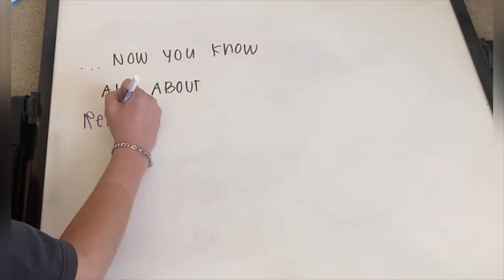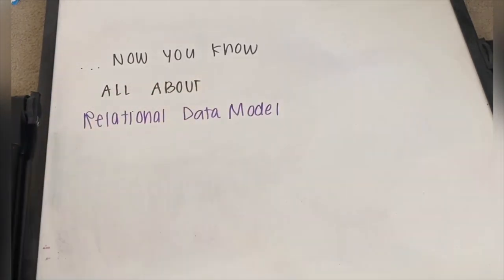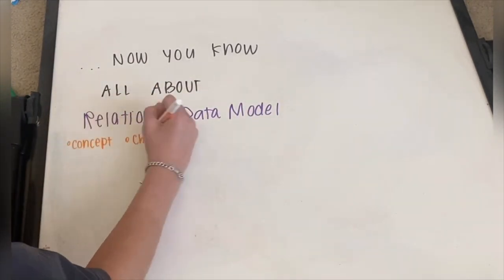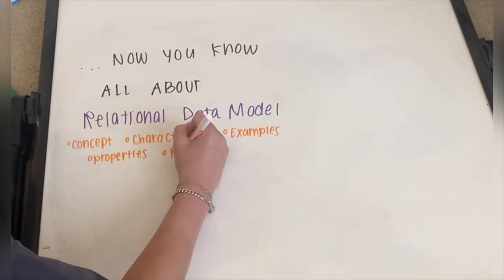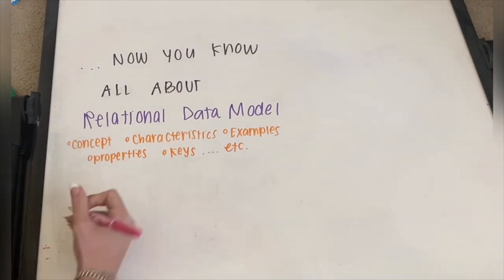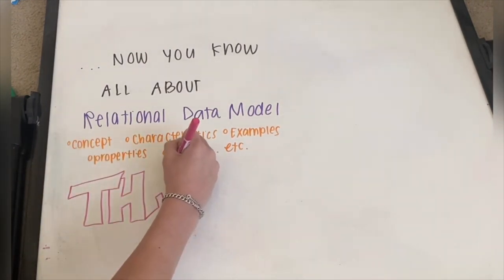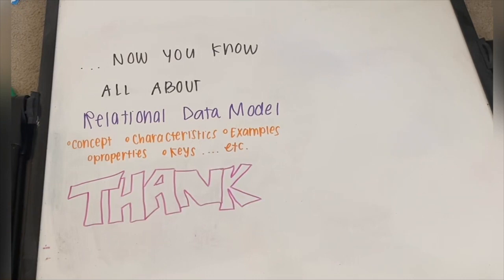After watching this video, you should have a better understanding of the relational data model. As this is such a commonly used model, we encourage you to continue your learning of the subject. Today we covered the concept, characteristics, an example using Marvel superheroes, table properties, primary and foreign keys.